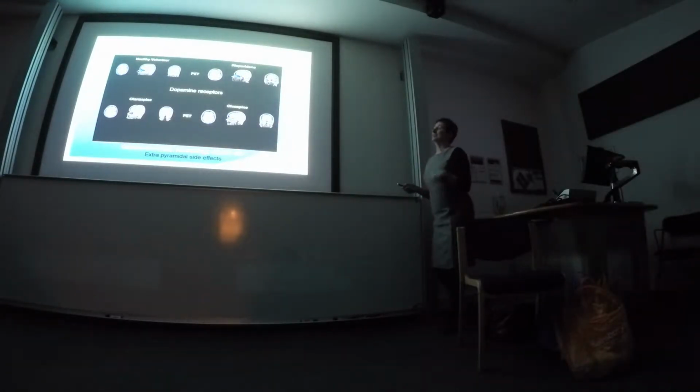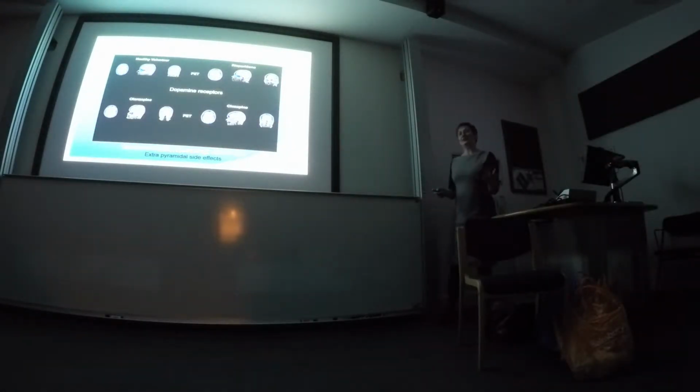I like this slide because it makes me understand how the drugs work. This is a healthy volunteer who's been injected with a tracer that's avid for dopamine receptor areas in the brain. In the basal ganglia, there are a lot of dopamine receptors. It's the part that goes wrong in Parkinson's disease.